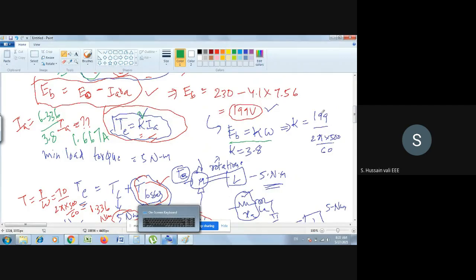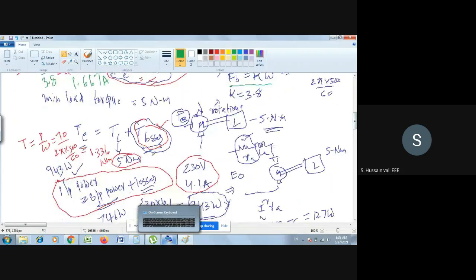TE, how to find out TE? TE is nothing but load torque plus torque because of the losses. Load torque he has given as 5 Newton meter. Torque because of the losses we have to find out. To find out the torque because of the losses, first we will find out the power loss. How to find out the power loss? We have this equation: input power is equal to output power plus losses. Input power is the rated power, that is 230 into 4.1, that is 943, and output power he has given as 1 horsepower, so 746.